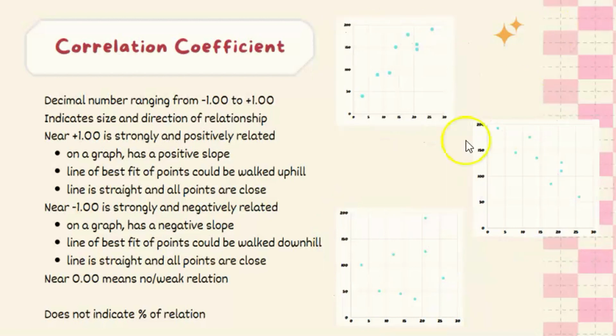And again, something important to point out is that my correlation coefficient, while it is a decimal number, does not indicate a percent. So it's not saying my x and y are 75% related if I had a correlation coefficient of 0.75.